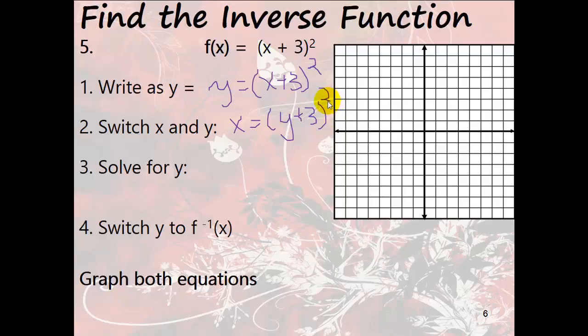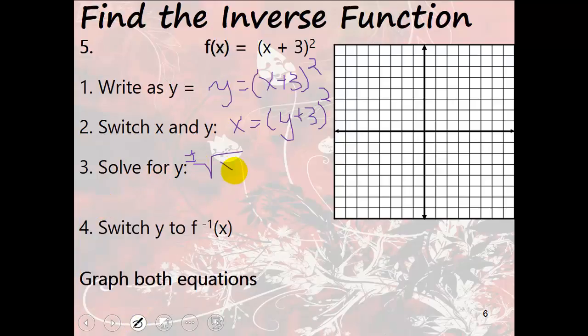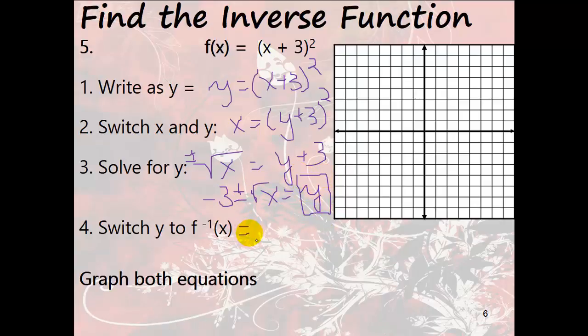So I have to take the square root of both sides, plus or minus. Plus or minus the square root of x equals y plus 3. Okay. And then I'm going to subtract 3. Negative 3 plus or minus root x is equal to y. This becomes my f inverse, so I get negative 3 plus or minus root x. Now I'm going to graph both equations.